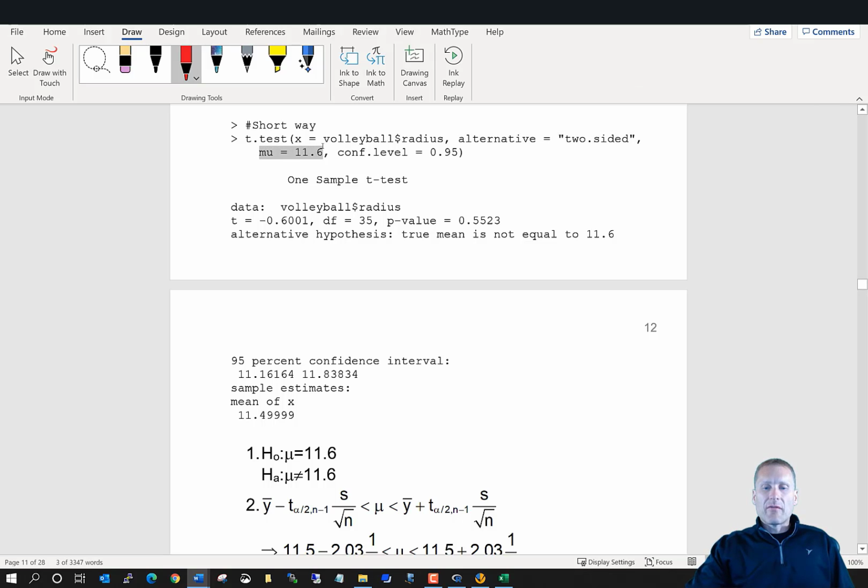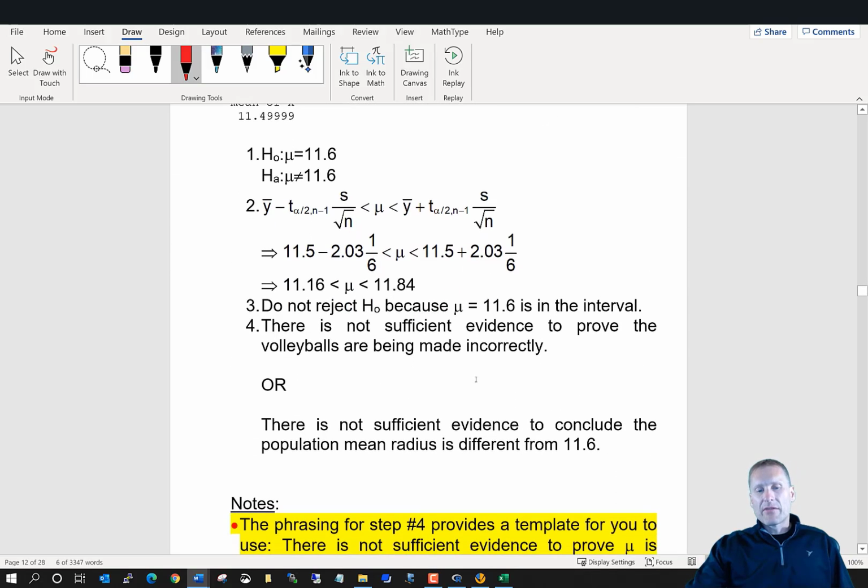Mu is equal to 11.6. That's our hypothesized value. My conf.level is 95%. This is 1 minus our alpha. Again, this is just how R sets it up. It uses slightly different terminology. It just needs some way to get the programming done, and this is what it does. So based upon that, here's my confidence interval that I just calculated. So let's do the hypothesis test.